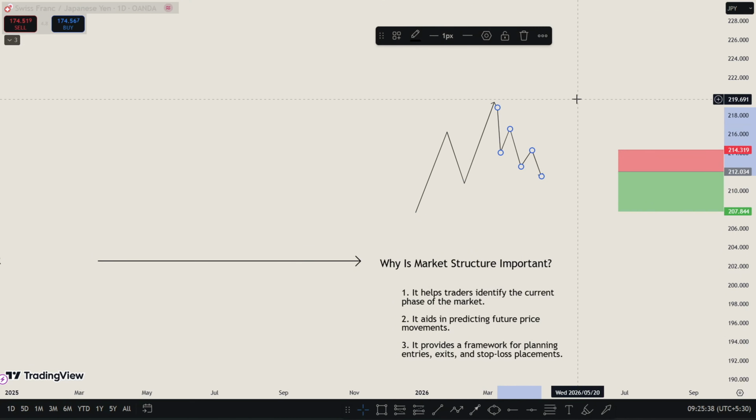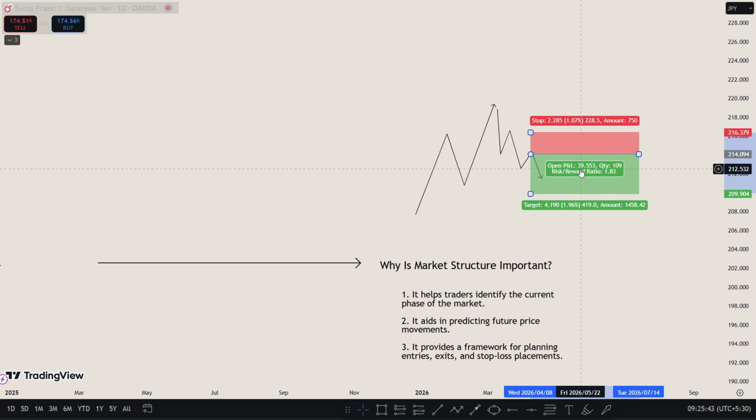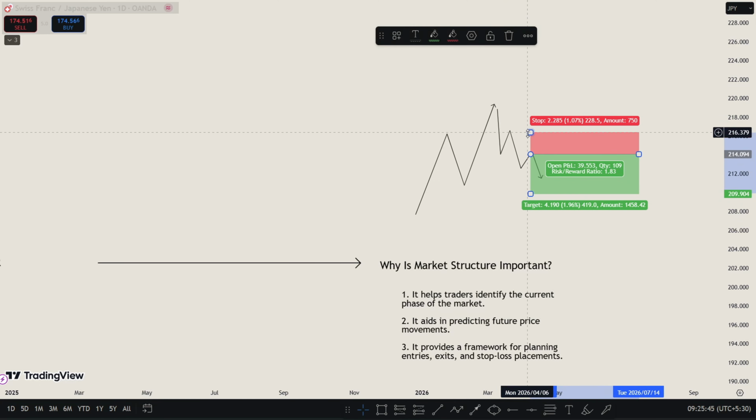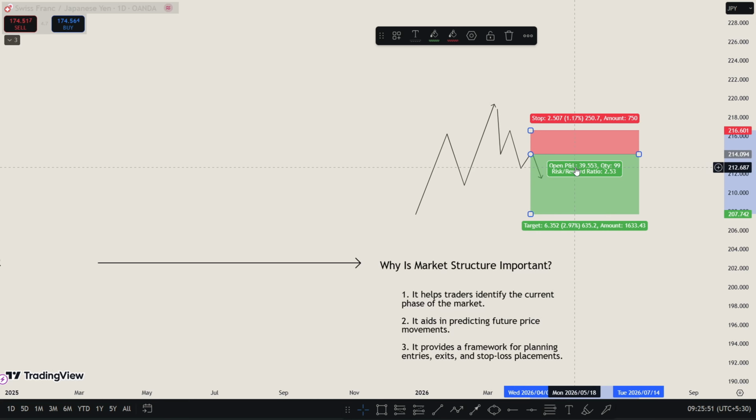So let's say this is the market structure. Now if you are entering in the market structure, your stop loss must be in the previous market structure and your take profit must be here somewhere. So this is the entry point. It helps you figure out where you must enter, where you must put your stop loss, and where you must put your exit.